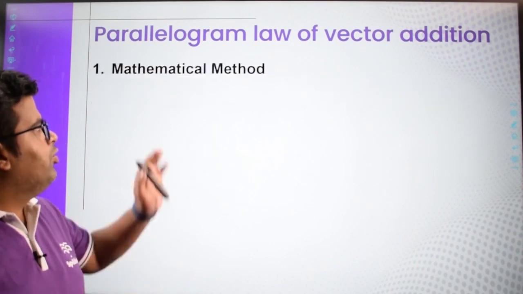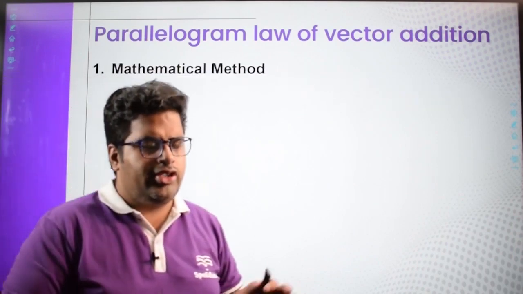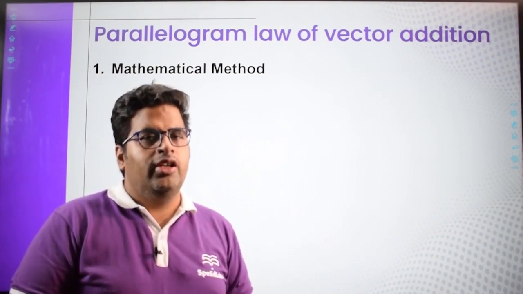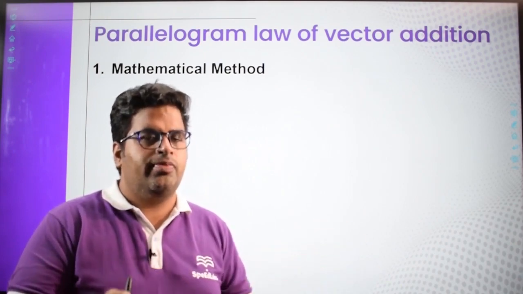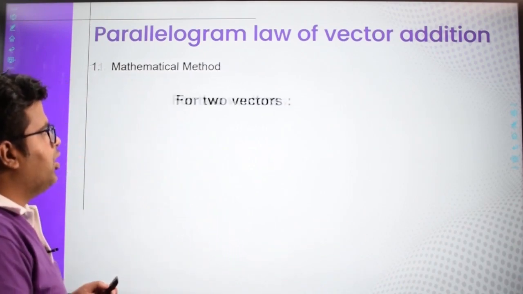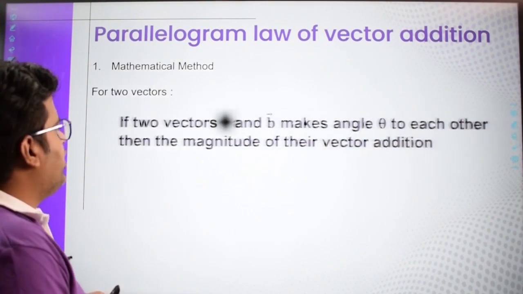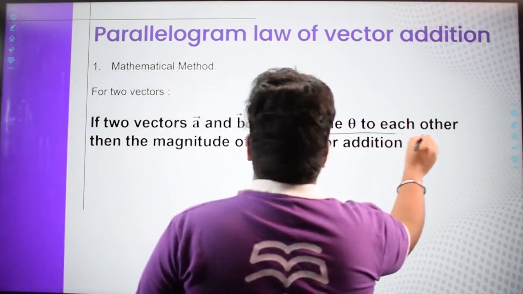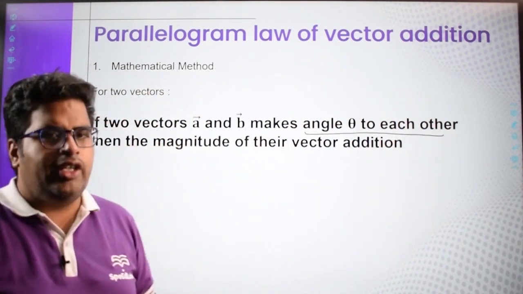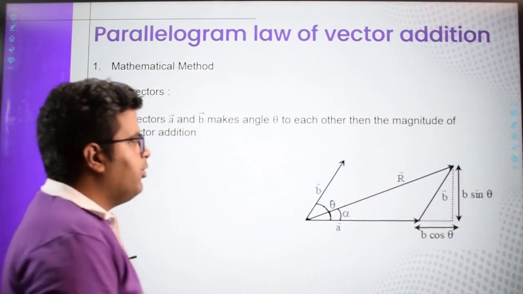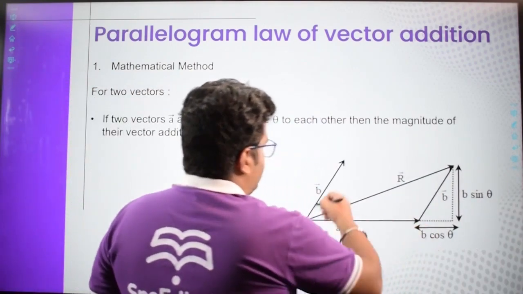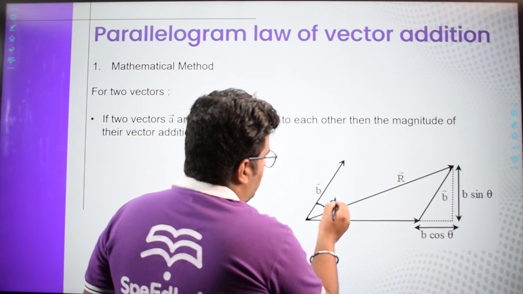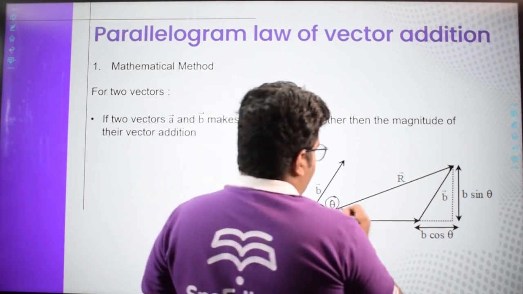Now we have to obtain a mathematical relation. That was just a graphical method. Now we have to deduce the expression mathematically, that is, what will be the resultant's magnitude. For that, we are going to take two vectors, A vector and B vector, making an angle theta to each other, and we want to calculate the magnitude of their vector addition using this diagram. See, this is A vector, this one is B vector, and they make an angle theta. This particular angle is your theta, and let's complete the parallelogram.